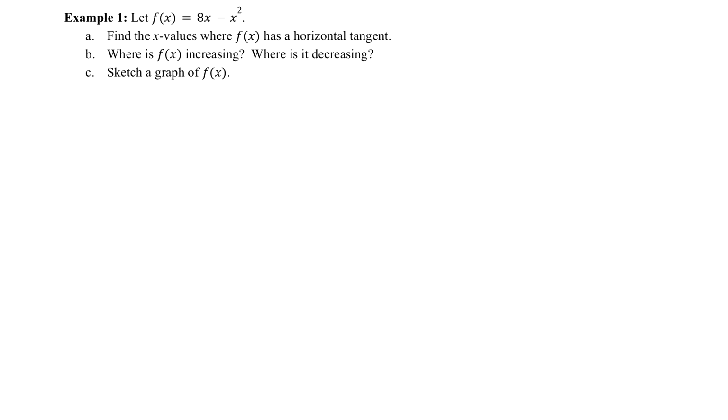In the table above, we talked about how the sign of f prime of x can tell us about the behavior of f of x. In particular, if f prime is positive, that means that our function f is increasing. And if f prime is negative, then that tells us that our function is decreasing.